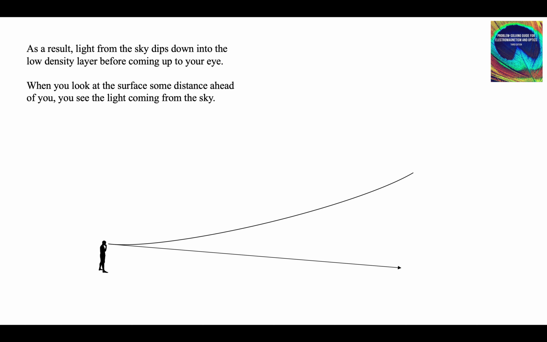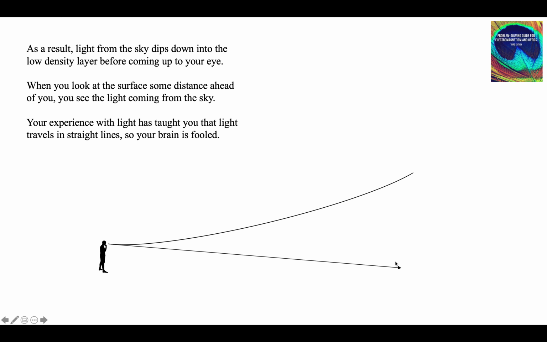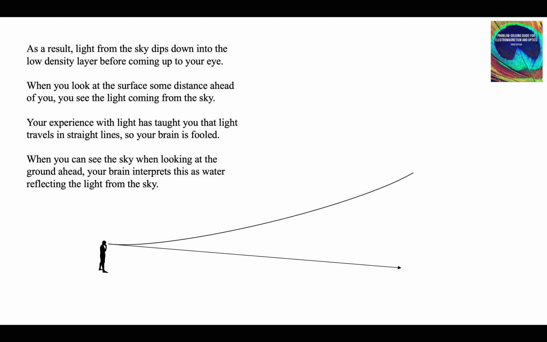When you look ahead in a straight line, you see light coming from the sky. Your experience with light has taught you that light travels in straight lines, and most of the time it does. Your brain is fooled. When you look ahead at the road or the desert and you see the sky, your brain says there's water there reflecting the light. But the light's not being reflected at all from the road. It's just taking a curved path to your eye. And you're completely fooled.